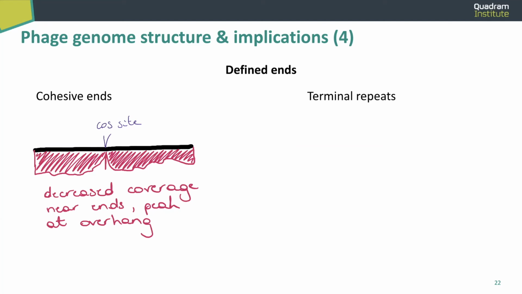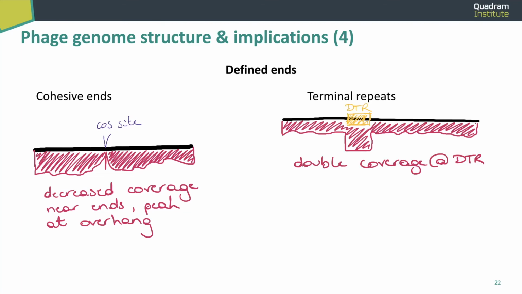With the cohesive ends, it's usually a decreased coverage near the ends. There might be a peak at the overhang, but that's not necessarily the case. Or in the case of terminal repeats, that means there's one sequence of the genome, the terminal repeats, that's present twice. Now the assembler will only display it once usually, meaning if you then map your reads back to it, there'll be twice as many reads for this region as for the other regions. So you have your double coverage at the location of the direct terminal repeat.